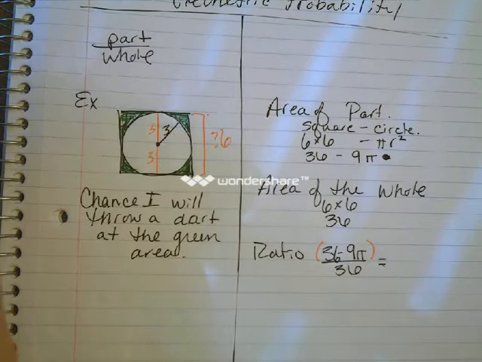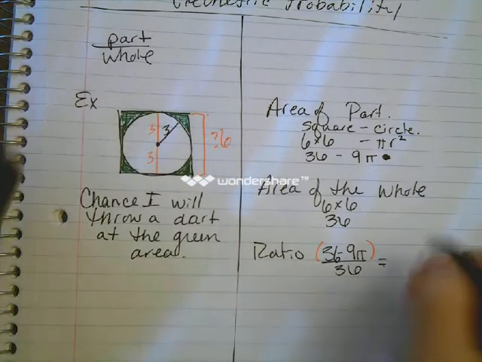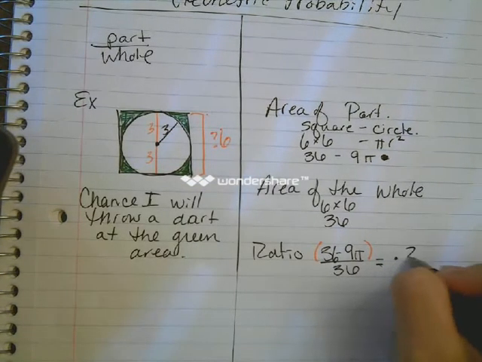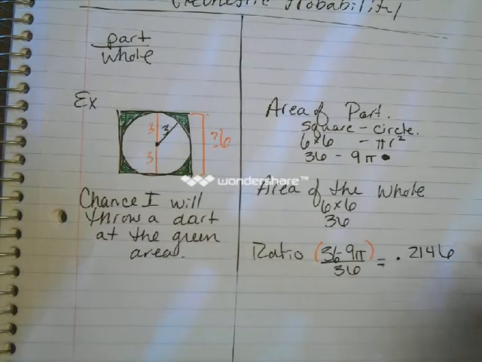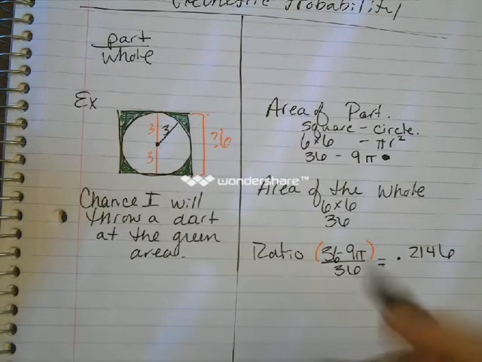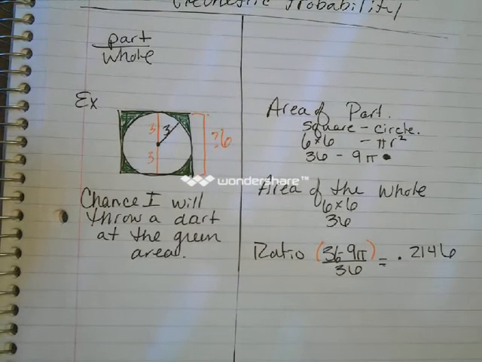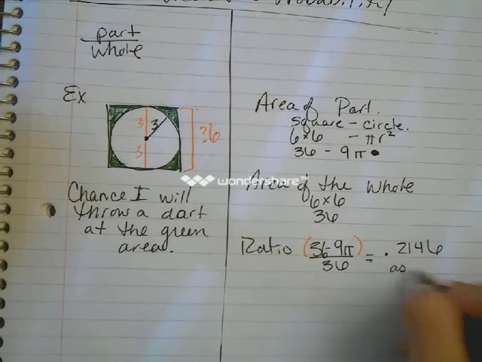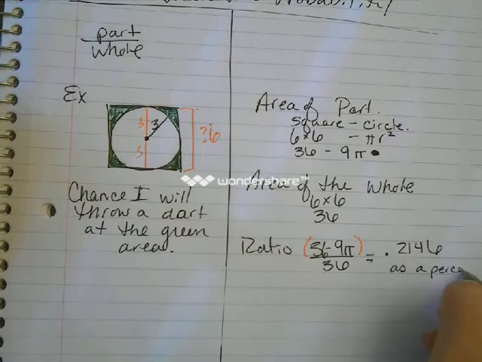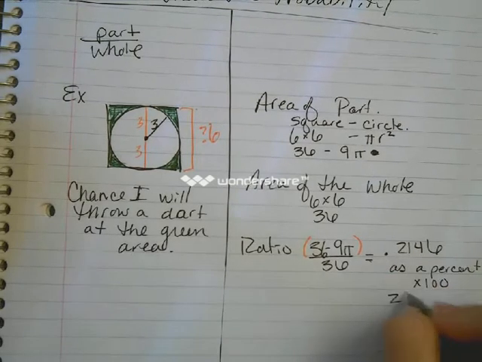I get 0.2146. Now they can ask for ratios, they can ask for percentages, they may ask you to just leave it in decimal form. It depends on the question. If they want it as a percent, you just multiply by 100, which gives you a 21.46% chance. Okay.